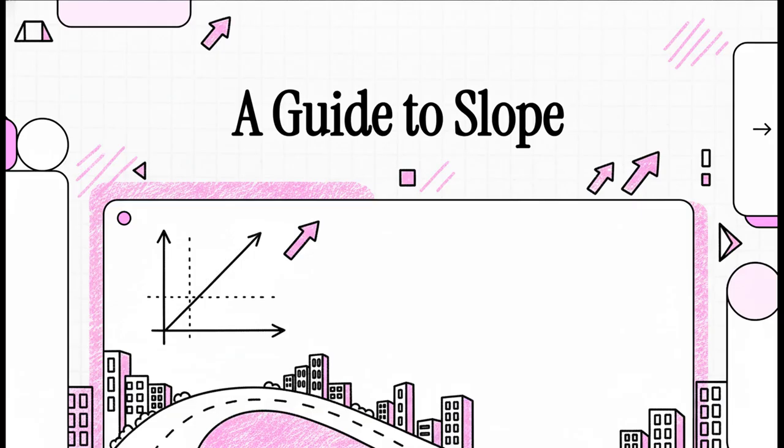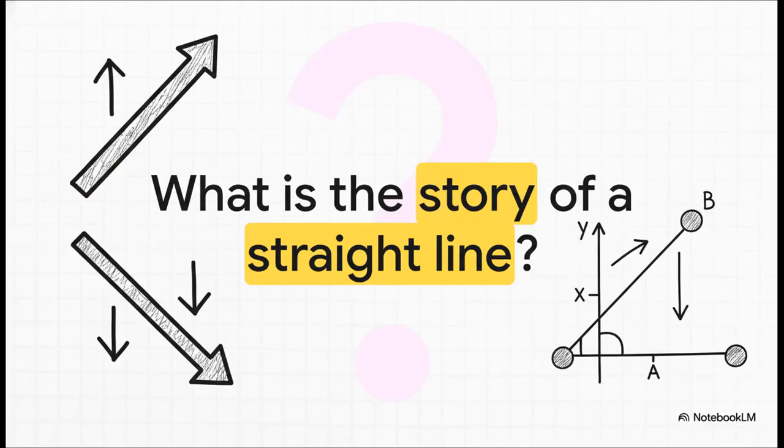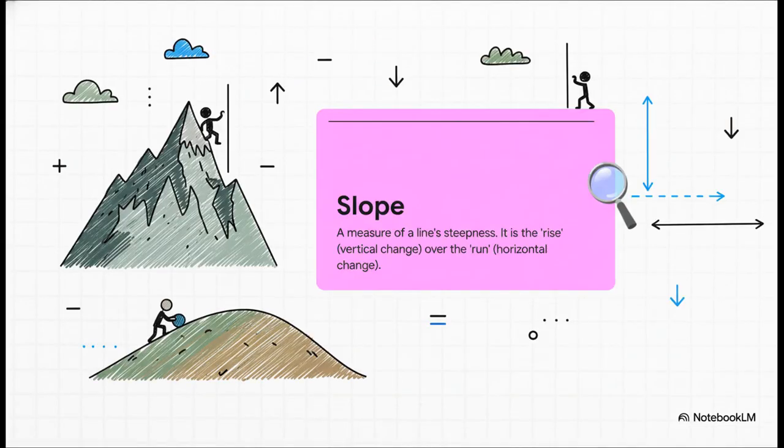You know, every single straight line, whether it's on a graph, the side of a building, or a road stretching out ahead, it has a story to tell. And today we're going to learn how to read that story. So what is the story of a straight line? Well, it's a story all about its journey, its steepness, whether it's climbing up or heading down. And the main character in this whole story, the one number that tells us almost everything we need to know, is its slope. At its heart, slope is just a way to measure steepness.